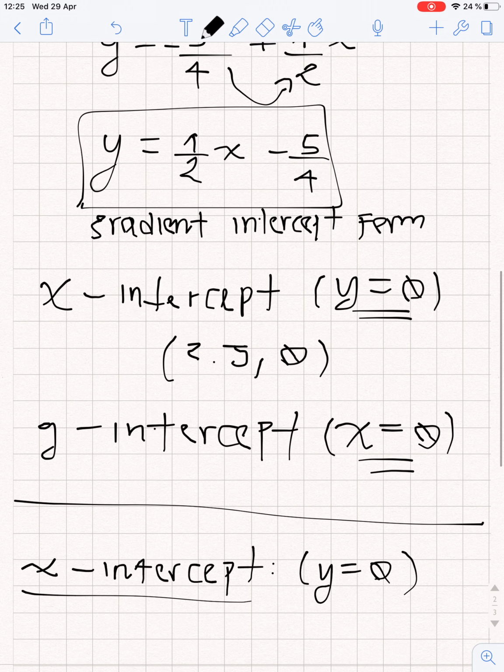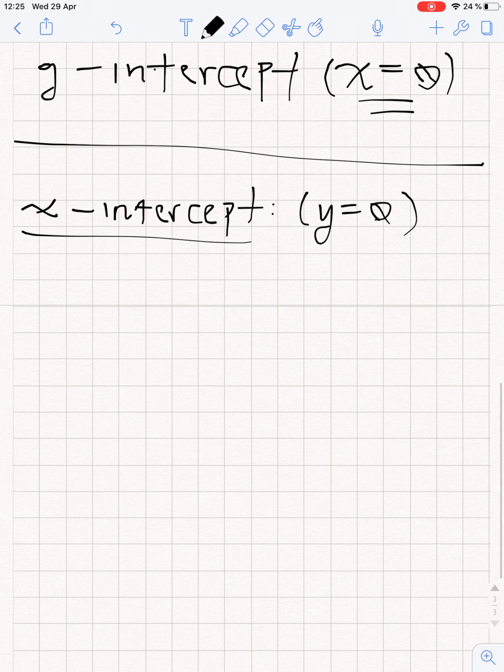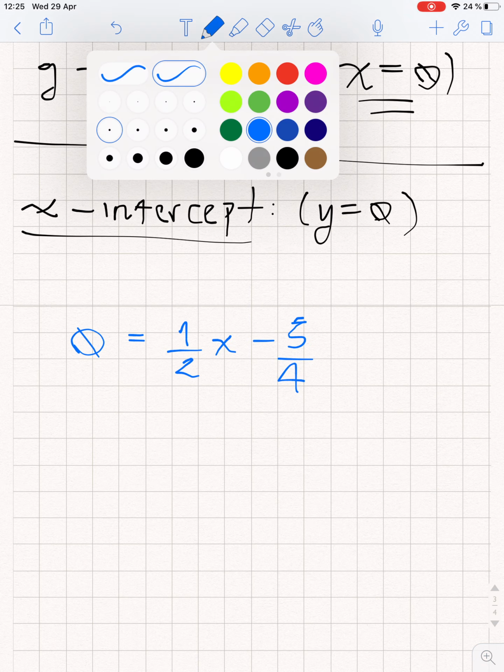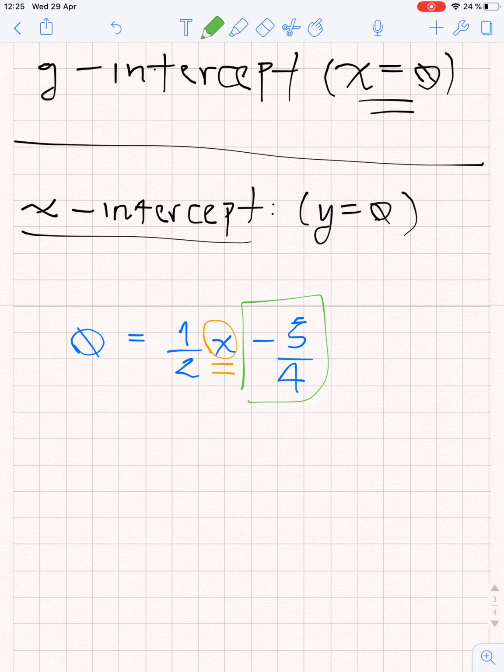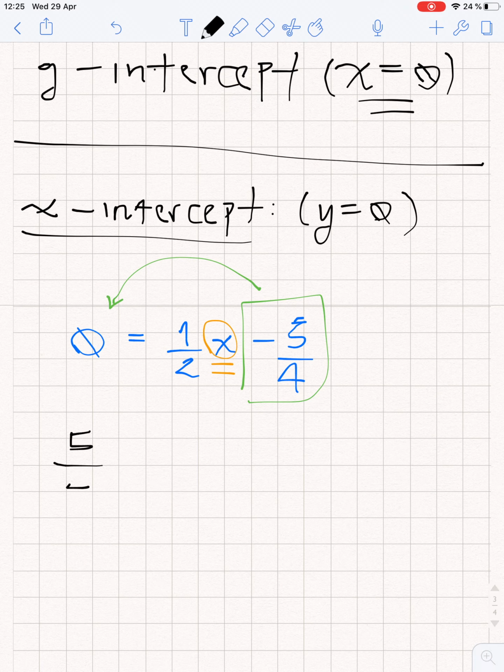We're going to take this formula and make the value for y equal to 0. We will have 0 equal 1 half x minus 5 over 4. The idea is isolating the variable x to find this value. At first, as you know, we need to move this fraction that is minus to be plus to the other side. That is going to be 5 over 4 equal 1 half x.